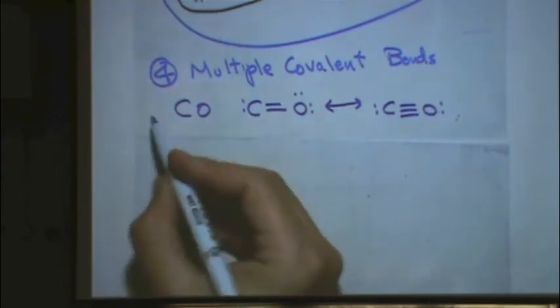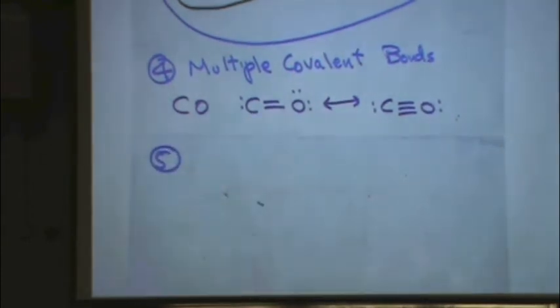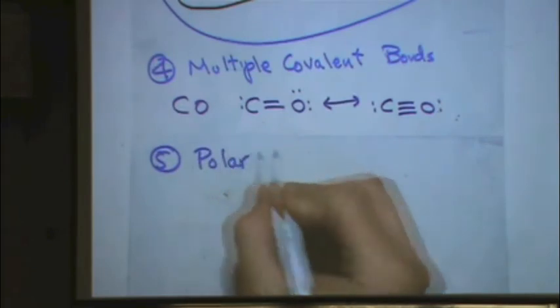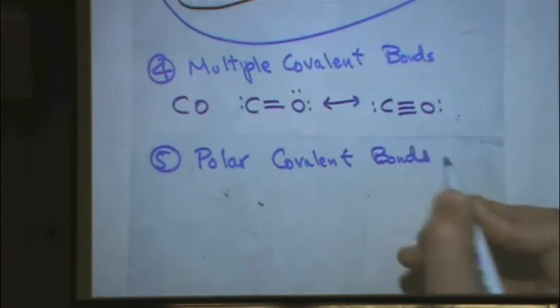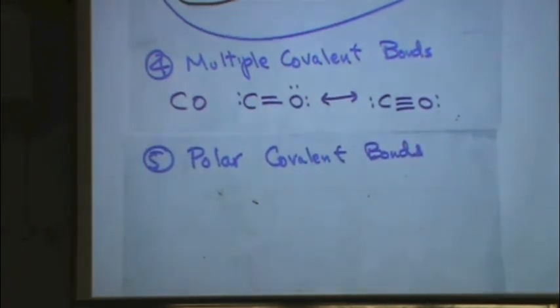Number 5, here's the last one. Polar covalent bonds. This is when electrons are shared, but they're not shared equally. So when my son's friends come over, and my son shares his toys, but not totally. They can look at the toy, maybe touch it, but they can't totally play with it. That's a polar covalent bond.